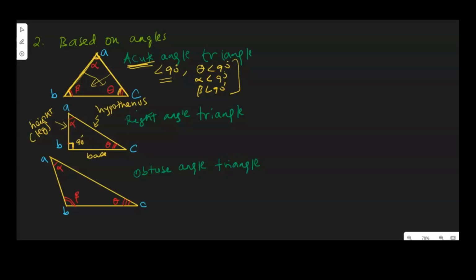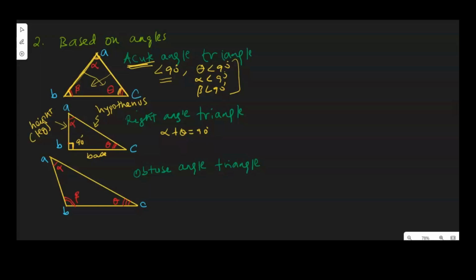So on a right angle triangle, one of its internal angles is 90 degrees. That means based on the rule that all the internal angles should sum up to 180 degrees, alpha and theta must sum to 90 degrees. So alpha plus theta must be 90 degrees. So a right angle triangle is a triangle with one of its angles equal to 90 degrees.